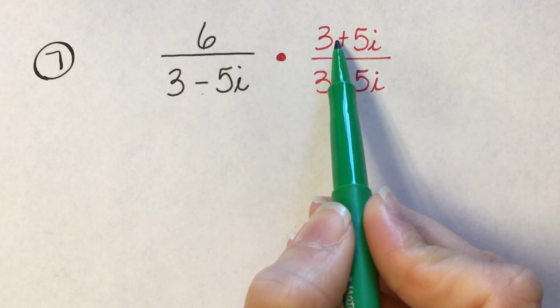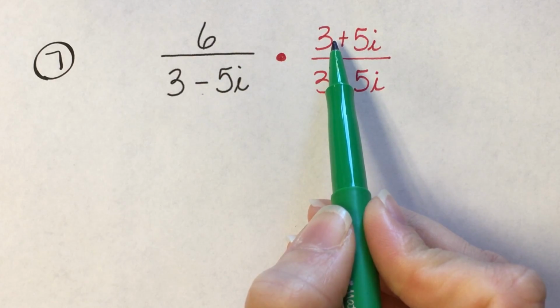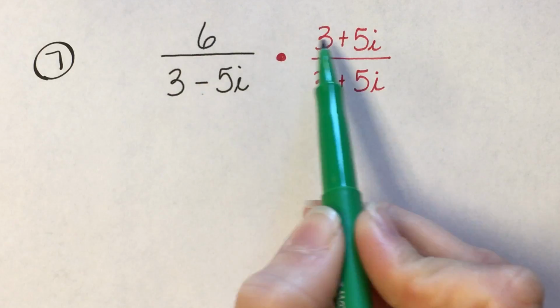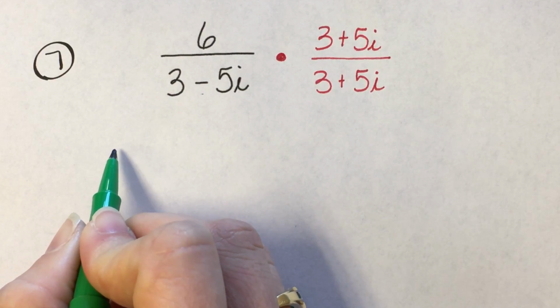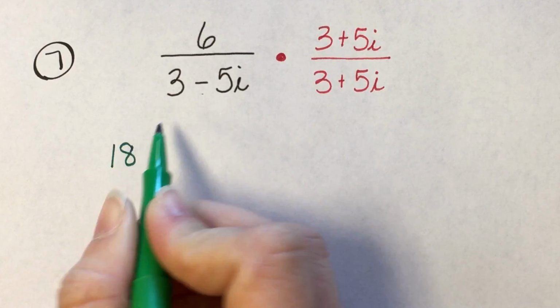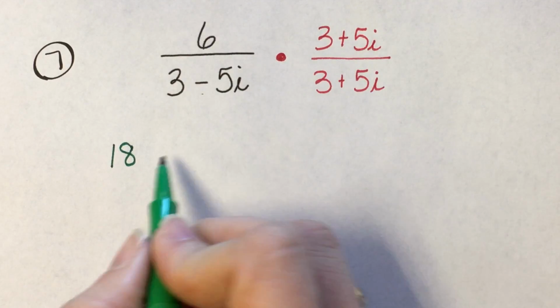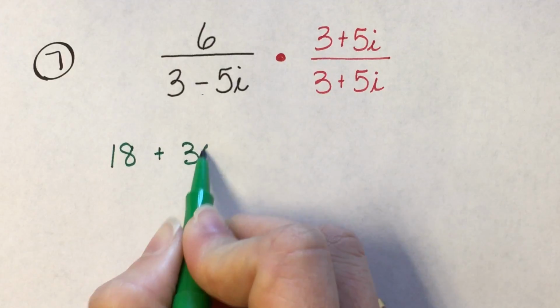Now, multiplying across the top is just going to require distributive property. So you just need to take your 6 and multiply it times both terms. So I would have 6 times 3, which is 18, and then the 6 times the 5i, so that's going to give me 30i.